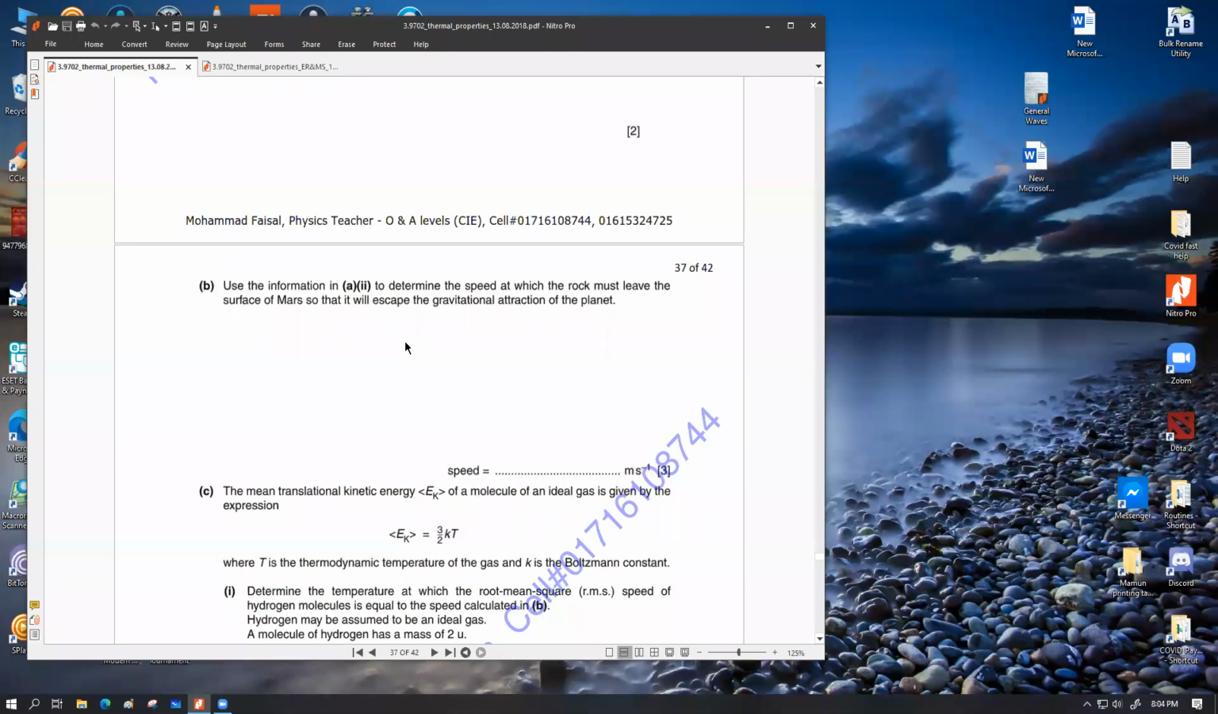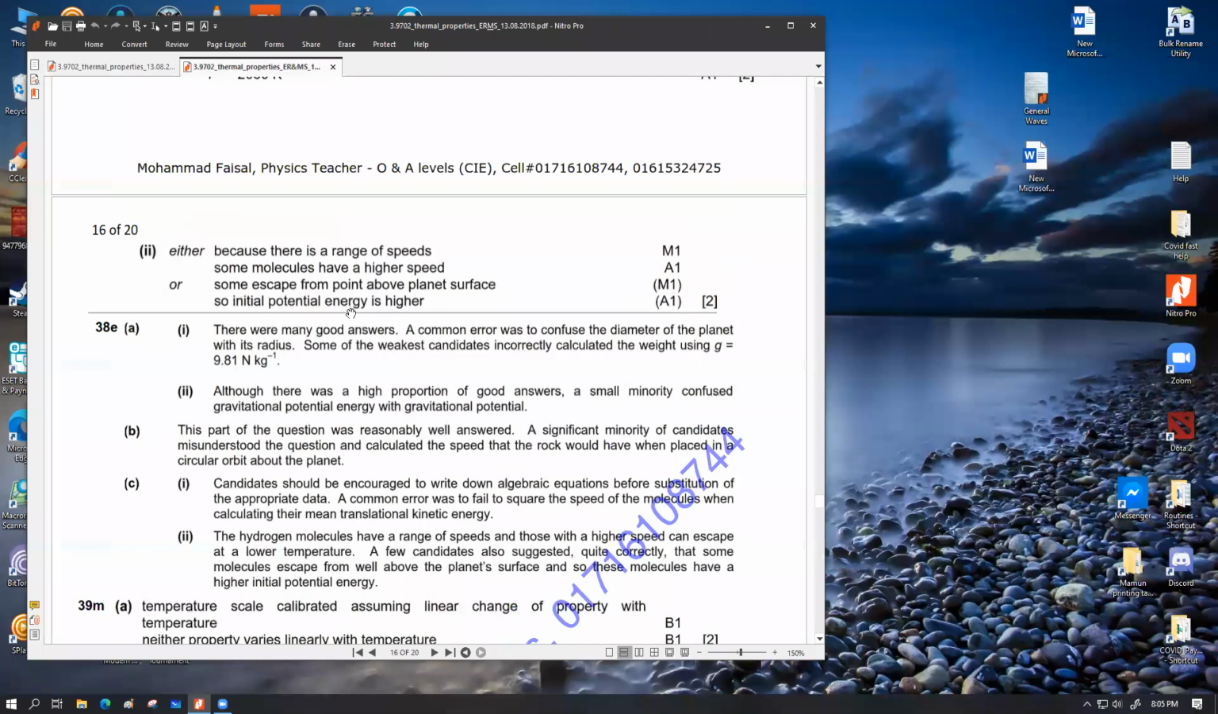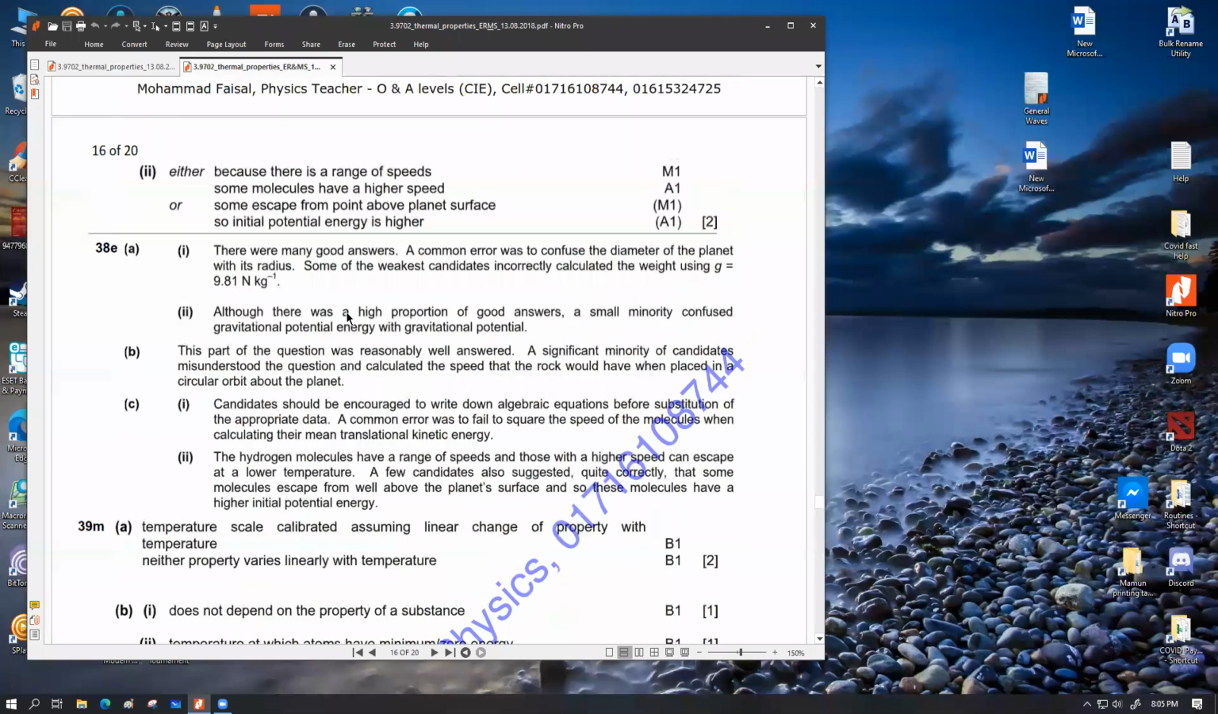Understand? Like, not all hydrogen molecules will be stuck right at the surface. Hydrogen molecules, being a gas, can be spread around in the atmosphere. So some particles might not even require that much energy because they're already at some height because of their position. That's what they meant.